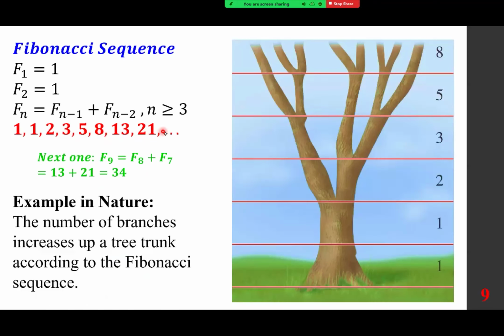Example in nature, the number of branches increases up a tree trunk according to the Fibonacci sequence. We start with 1, continues with another one the next year, and then the following year is the sum of these two, and then you add these two, you get 3, you add these two, you get 5 branches, so on and so forth.